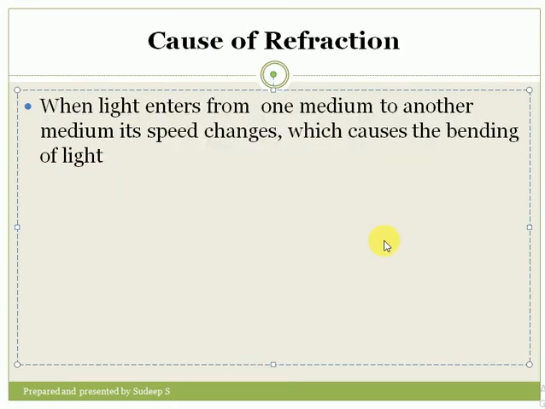Now the bending which we observe in the phenomenon of refraction, why does this bending take place? The reason behind it is that, as you know, in an optically rarer medium, the speed of light is more compared to the denser medium.